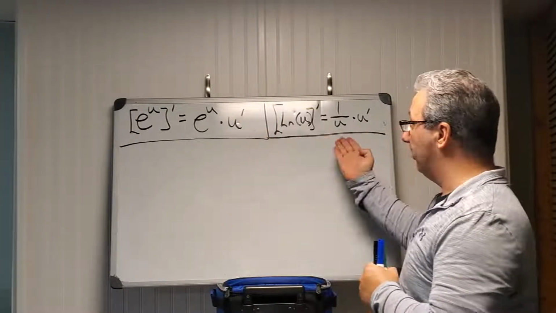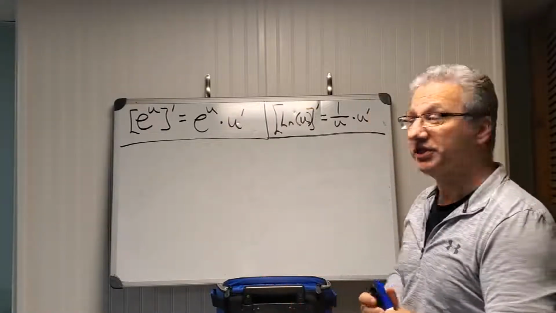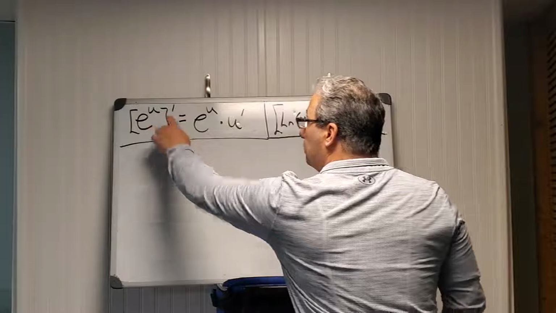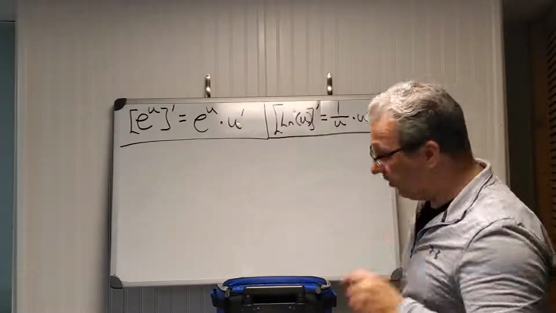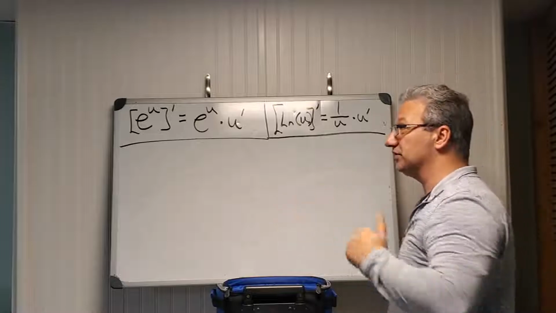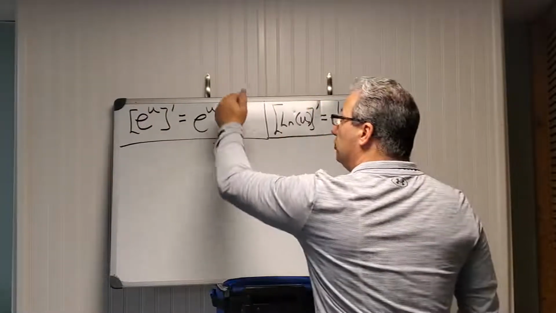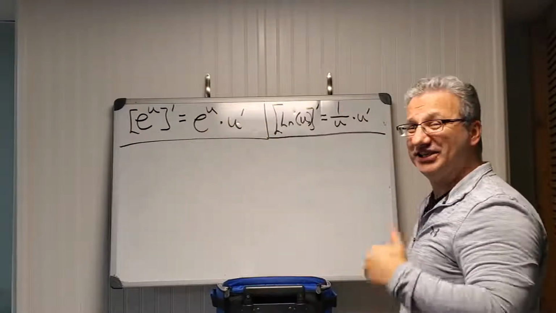We have the rules above you. You can look at them in your calc book. You can look at them on your formula sheet. The derivative of e to the u. Now understand in this process today, u is a function. U is not a letter. U is a function. So the derivative of e to the u will be e to the u times u prime. What you're doing is a chain rule.